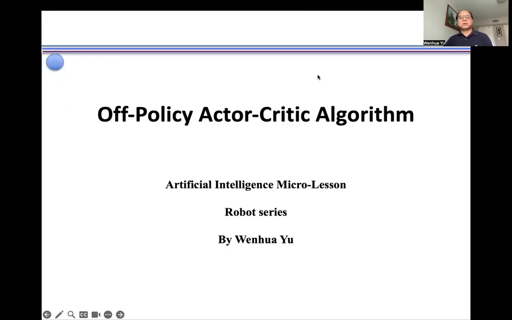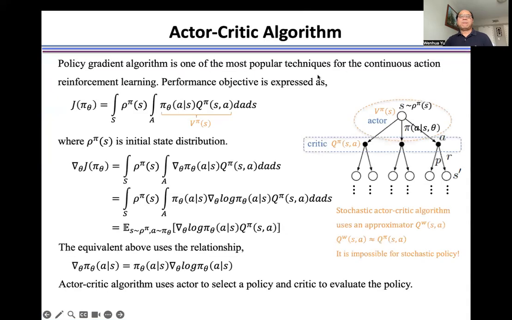Now I introduce the policy actor critic algorithm. For continuous action reinforcement learning problems, the policy gradient method is the best way to find the optimal policy.